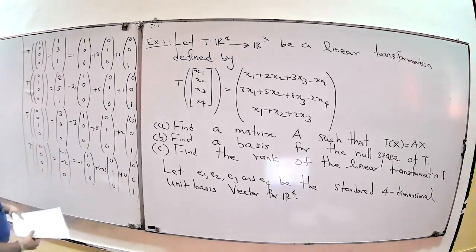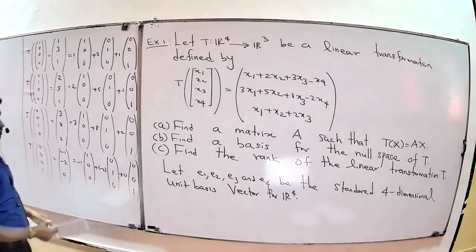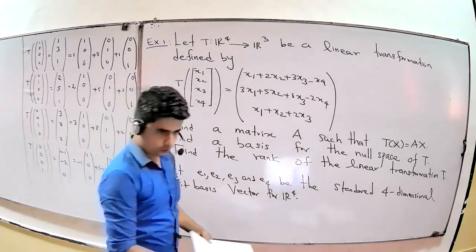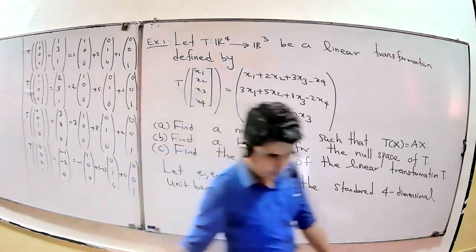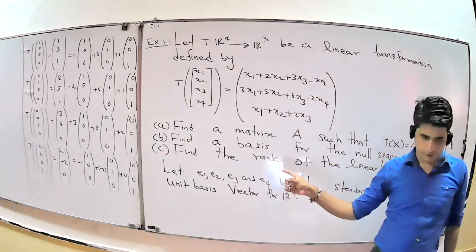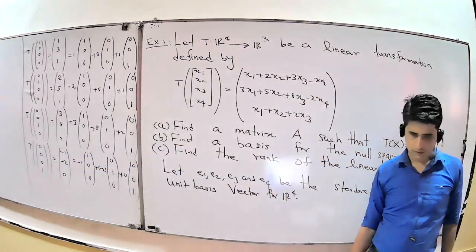Now you can write the representation matrix A. You found all the values there, then you can easily find the representation matrix.